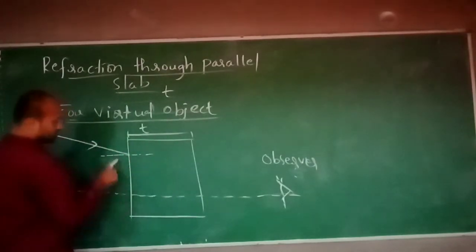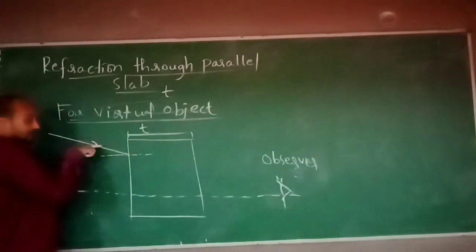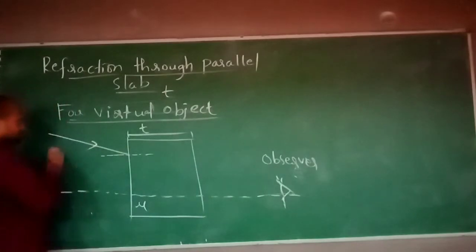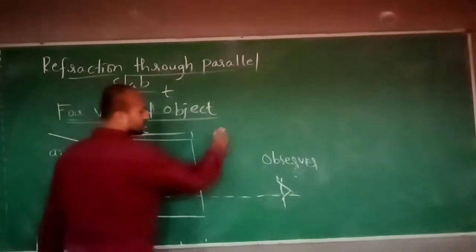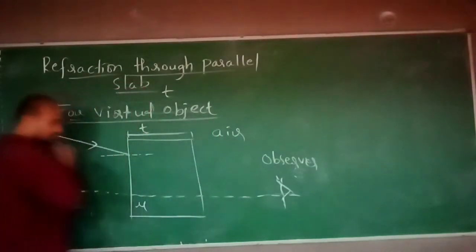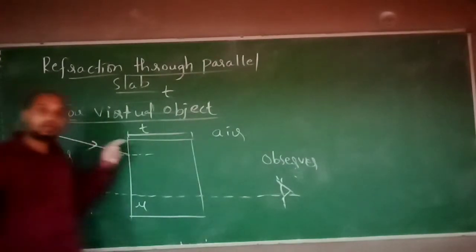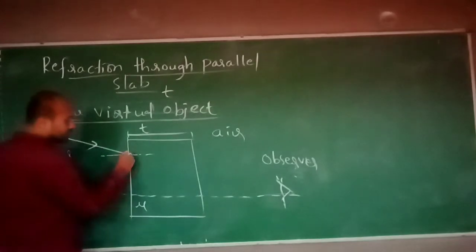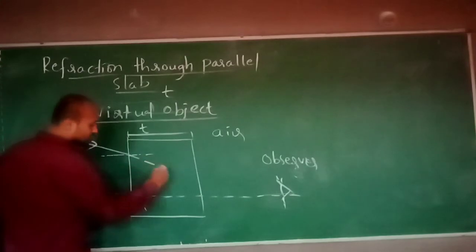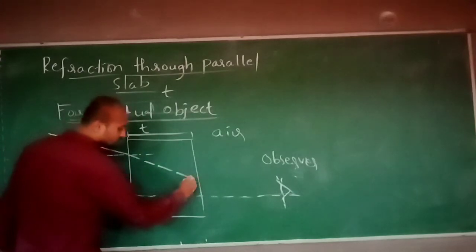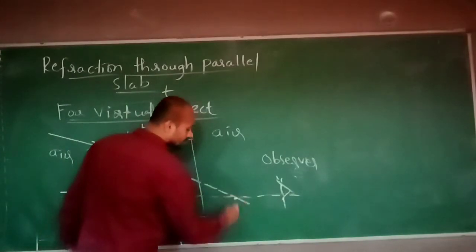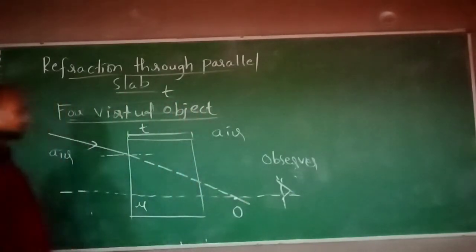If I take this as the normal line, light is traveling from denser medium to rarer medium, same thing. This is mu, you take this as air, this as air. Correct? So the object is coming from infinity and it is passing. Virtual object means, what will happen if this slab was not there? If this slab was not there, this image was supposed to form here.